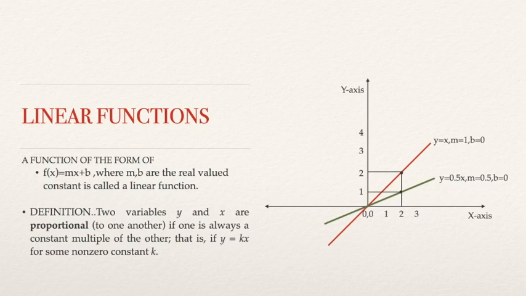Another line which is shown in the green color is y equals mx, where m equals 0.5 and b equals 0. Now, by looking at this graph, we can see why this function is known as a linear function. The word linear means straight. Since f of x equals mx plus b is an equation of a straight line, this function is known as a linear function.